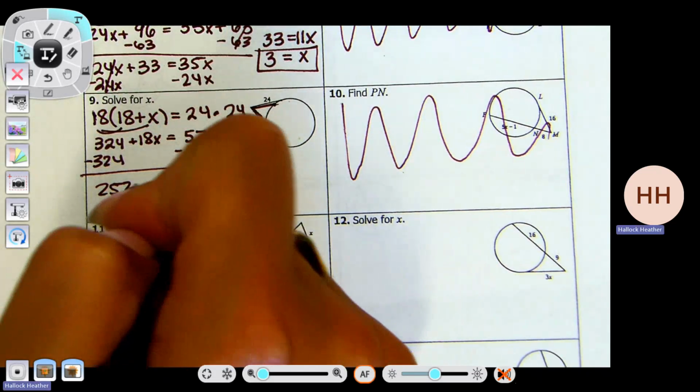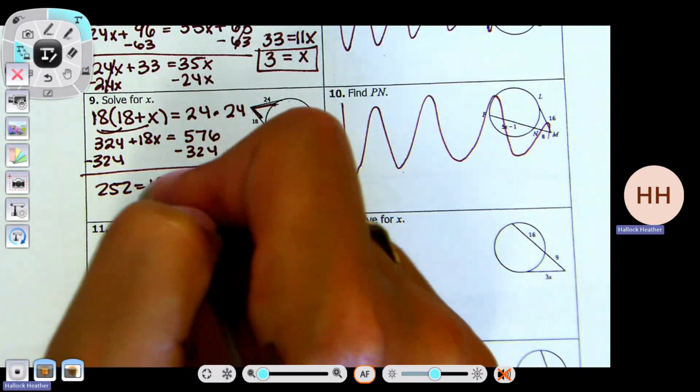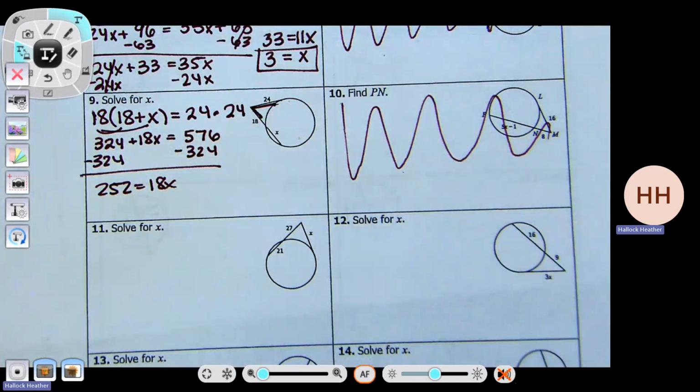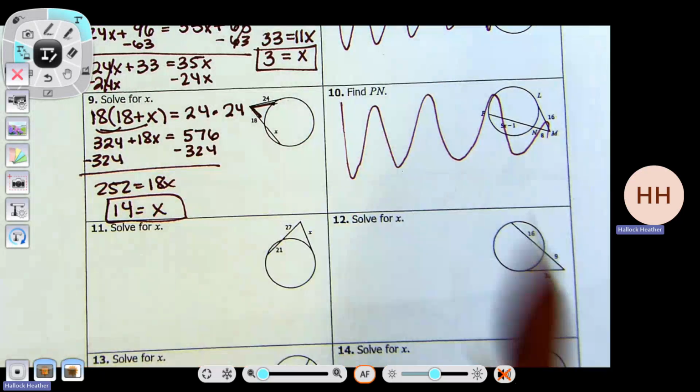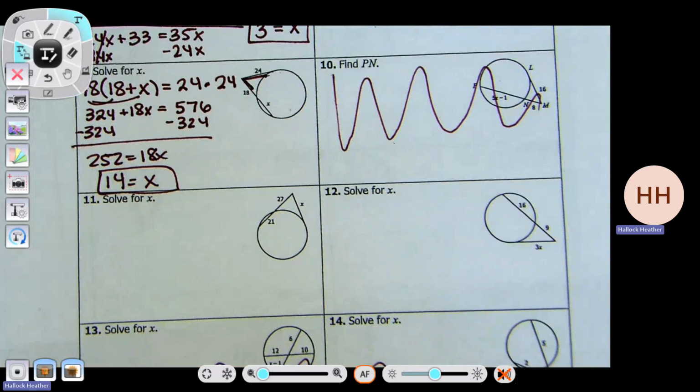So 252 equals 18x. Wait, no. Yeah, right? I just wrote it backwards because I got thrown off, but it's okay. What do I get for x? Okay, so let's move on. The last ones are a little weird, but it's the same thing. It's just got little spikes.